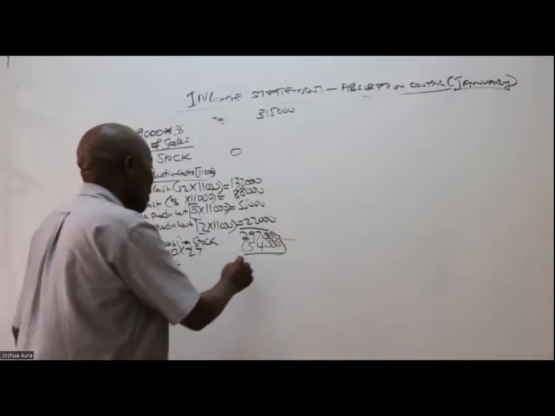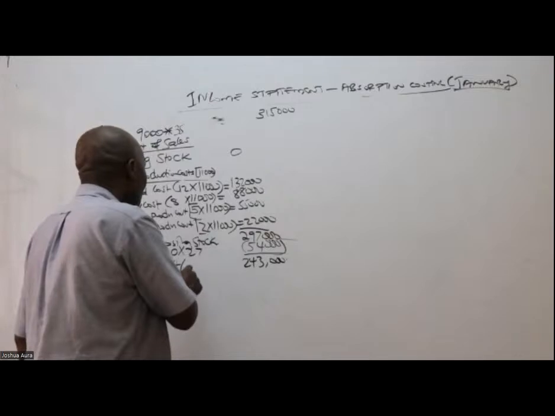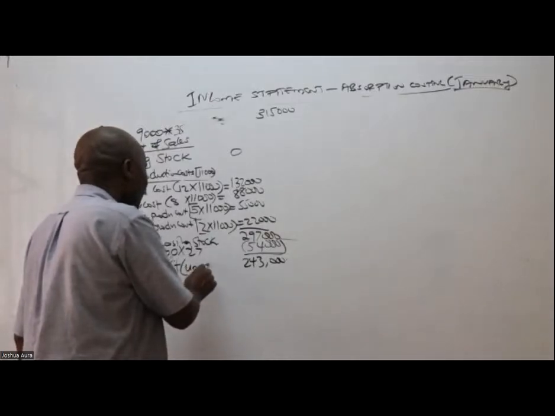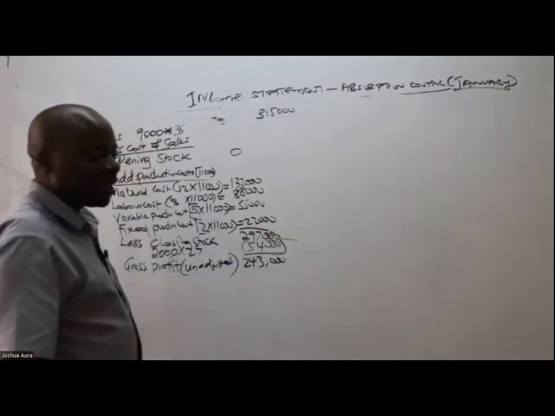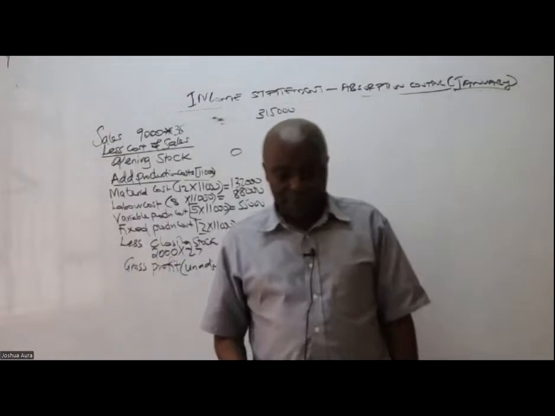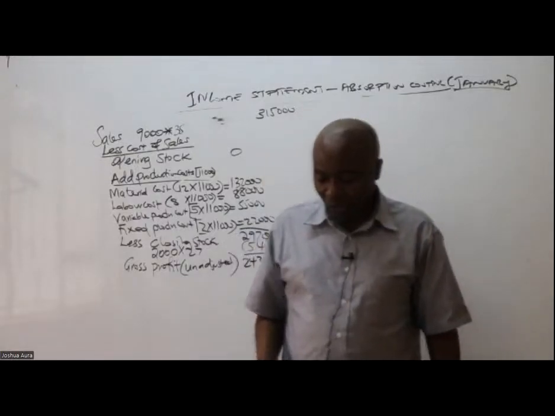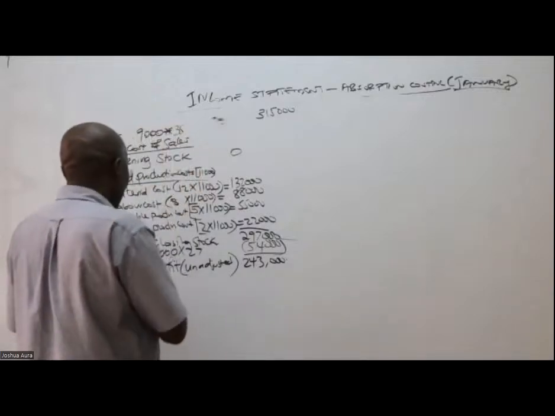243,000. Is there somebody who has a different figure? 243,000. Remember that this gross profit is unadjusted. It must be adjusted for any over or under. So come here and do the adjustment.